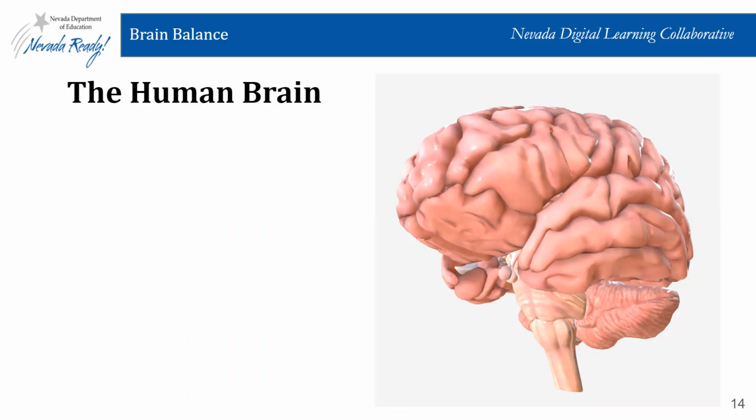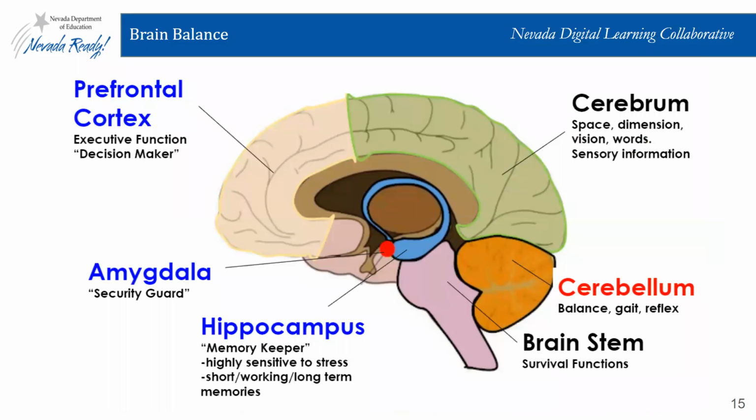So when we talk about specifically education, academia and learning, and the human brain, there are three main areas that are impacted by trauma. And those are located here in the blue color. We have the prefrontal cortex, which is our executive function decision maker. That's what is taking responsibility for. The amygdala, which is our security guard. The hippocampus, which is our memory keeper, and it is highly sensitive to stress. It also helps us determine what is going to be short-term, working, or long-term memory. So that's the hippocampus. And then the other parts of the brain here, the cerebrum, cerebellum, and brainstem.